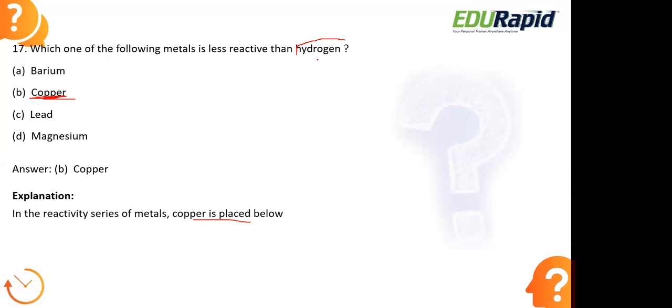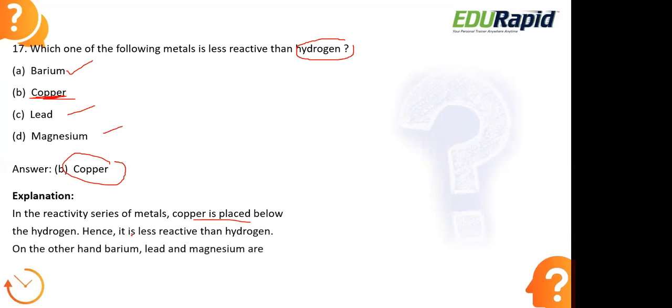Above hydrogen we have all these metals, and below hydrogen we have metals called copper, mercury, silver, as well as gold. So below hydrogen we have copper, and above hydrogen we have barium, lead, magnesium, and all the rest of the metals, because they are more reactive than copper and hydrogen. Copper is less reactive than hydrogen. Moving to the next question.